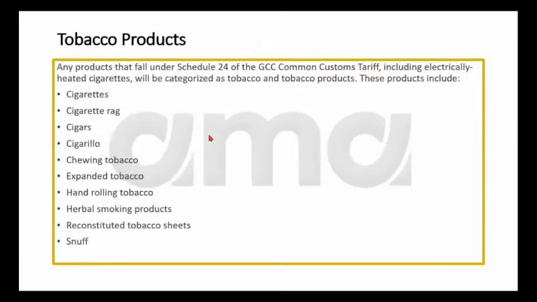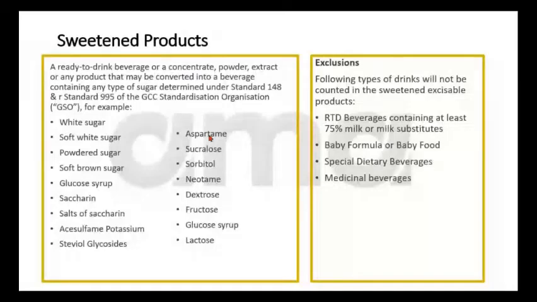Okay, I have just created lists of each category, what the items in each category are. So for cigarettes, cigars, tobacco products, these are the products, and there is schedule 24 of the GCC common customs tariff which specifies these products. Law specifies this reference. Then there are sweetened products, which include white sugar, soft white sugar, saccharin, aspartame, etc. These are the chemicals and sweeteners which make them excisable products.